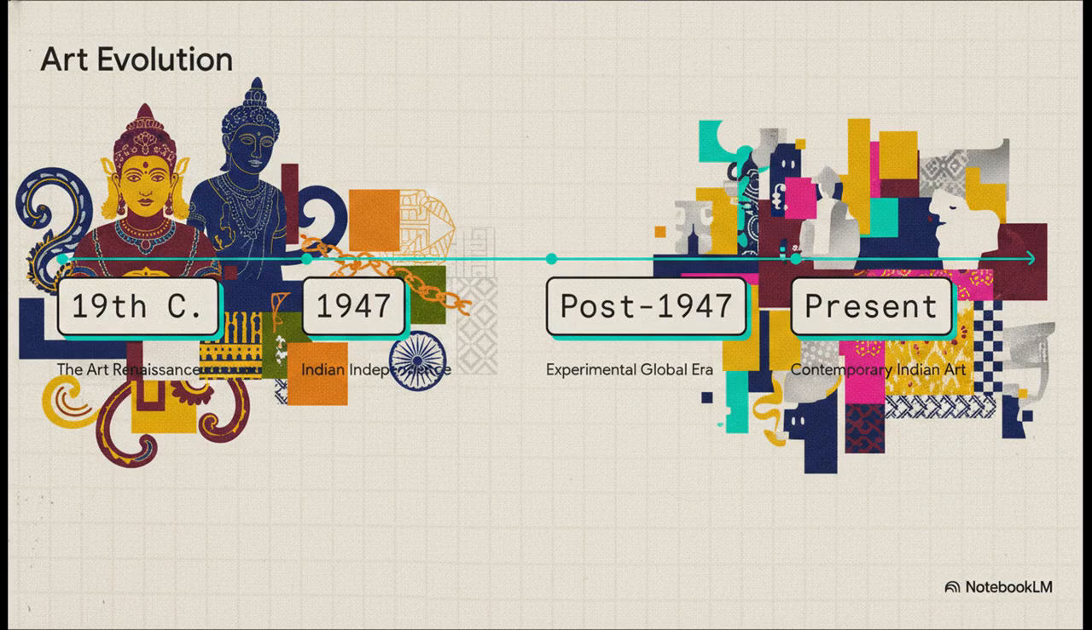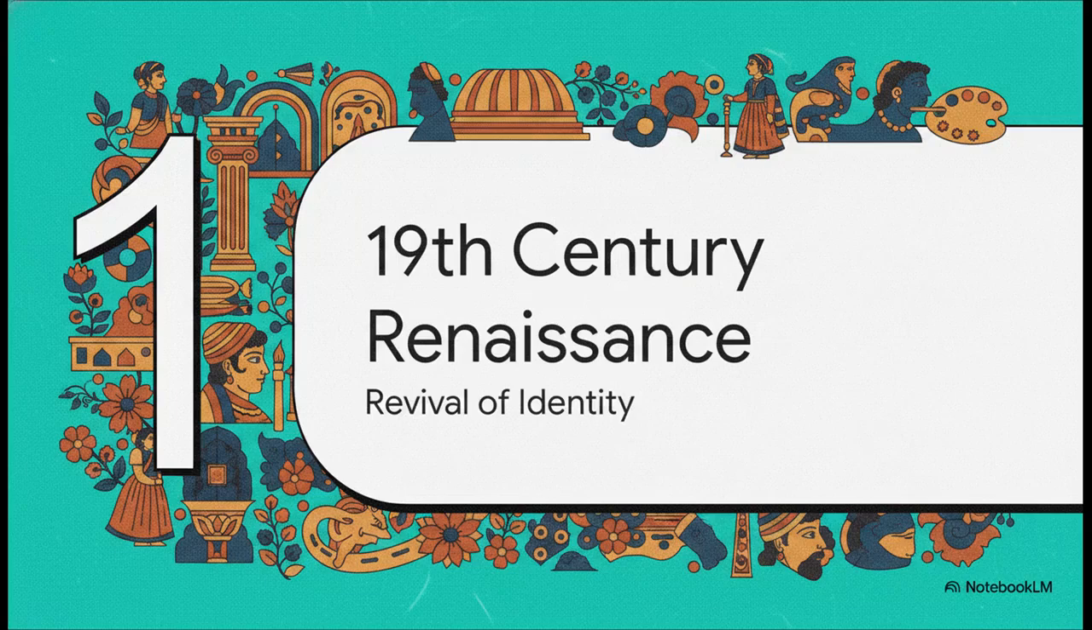We kick off in the 19th century with the Art Renaissance, hit a huge turning point with independence in 1947, transition into a highly experimental global era, and then land right in the present day with contemporary art. All right, Section 1, the 19th century Art Renaissance.